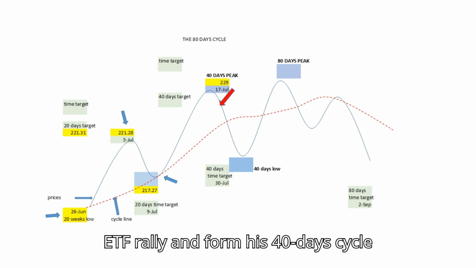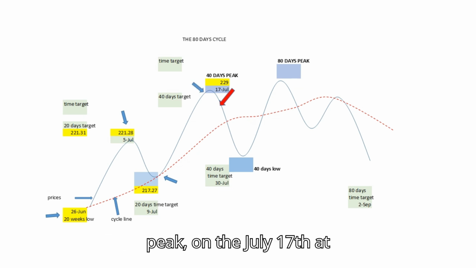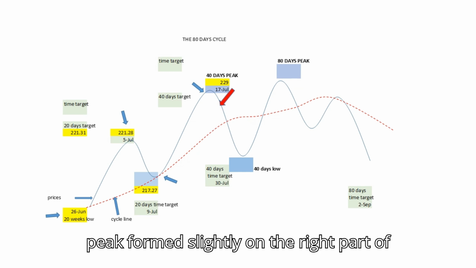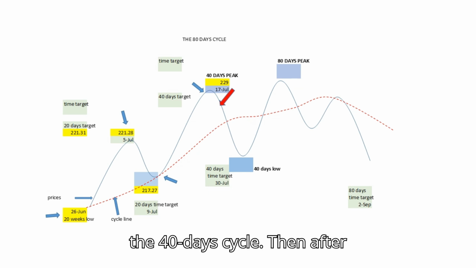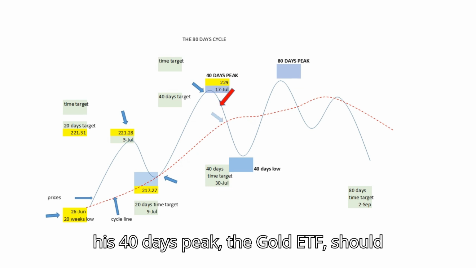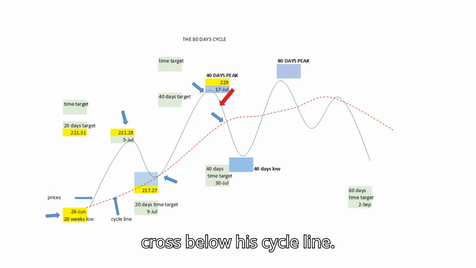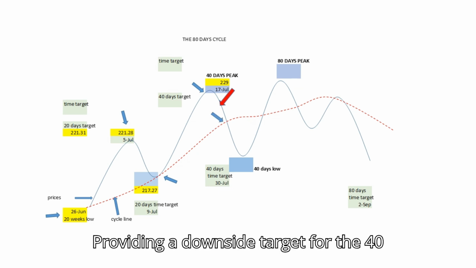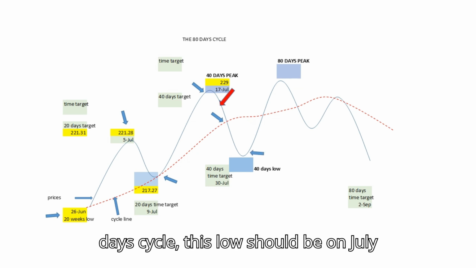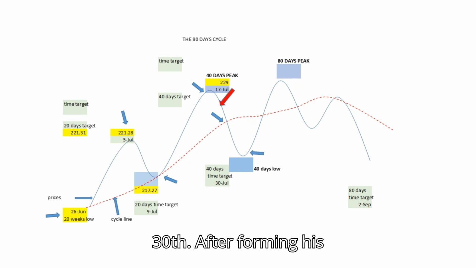Then the gold ETF rallied and formed its 40 days cycle peak on July 17 at 229. The peak formed slightly on the right part of the 40 days cycle. Then after its 40 days peak, the gold ETF should cross below its cycle line, providing a downside target for the 40 days cycle. This low should be on July 30.